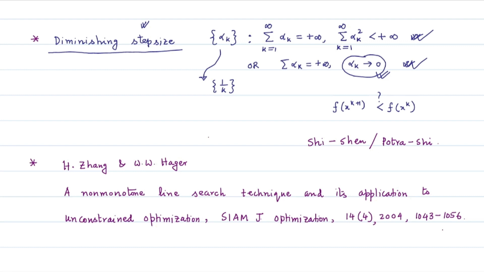With all these three references on modern techniques for inexact or non-monotone line searches, I stop this lecture here. In the next lecture, I will discuss global convergence of any descent algorithm that employs any of these four inexact line search methods that I have described in this lecture.